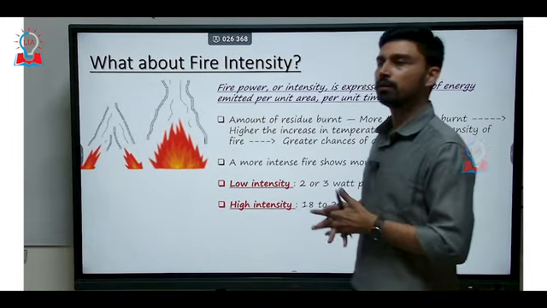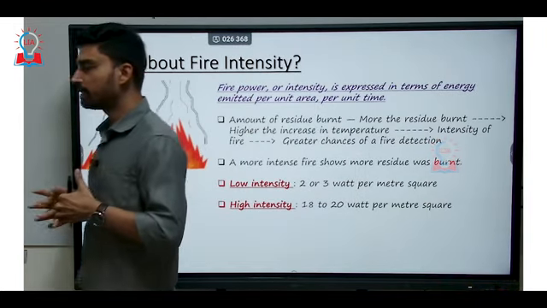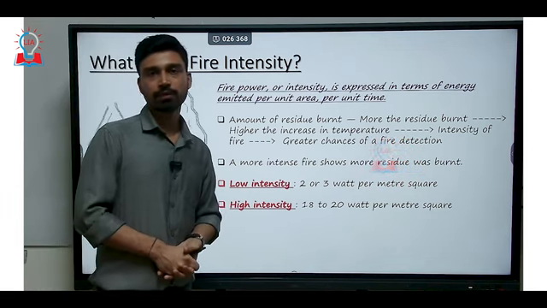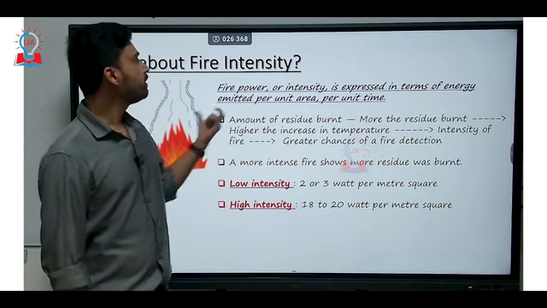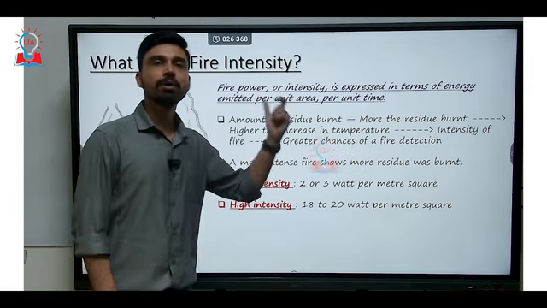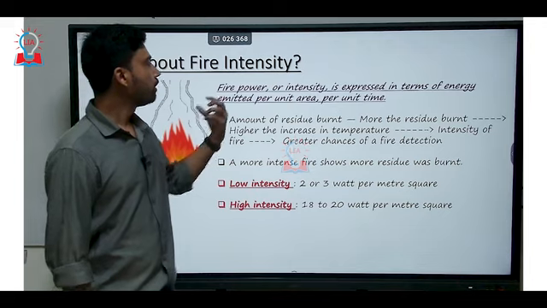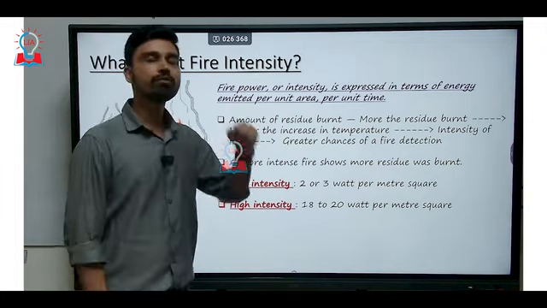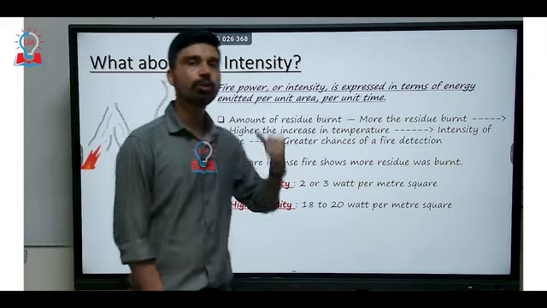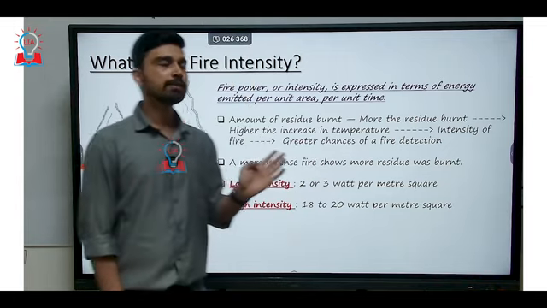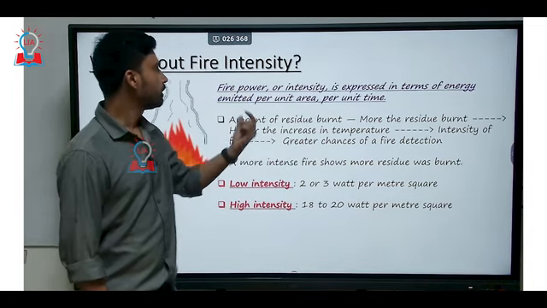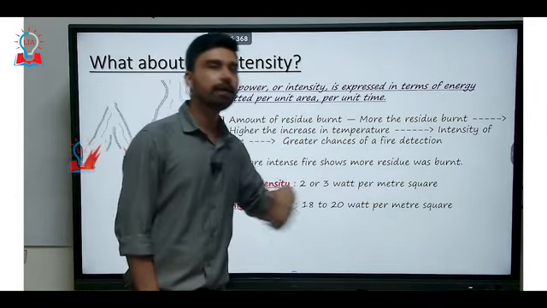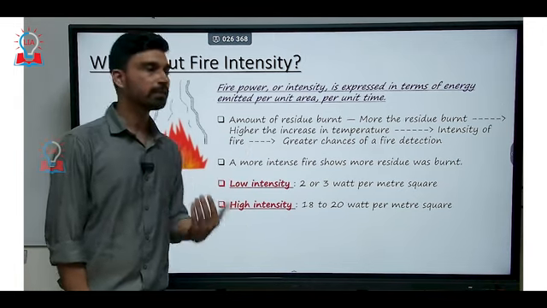Now the other concept related to the fire incident is fire intensity. Fire intensity, which is also many times referred to as fire power, is expressed in terms of energy emitted per unit area per unit time. That means its unit will be watt per meter square per second. In this regard, the intensity of fire depends upon the amount of residue that is being burned. That means the higher the amount of residue burned, the higher the increase in the temperature that the satellite is recording. The higher the increase in temperature, the higher the intensity of the fire.